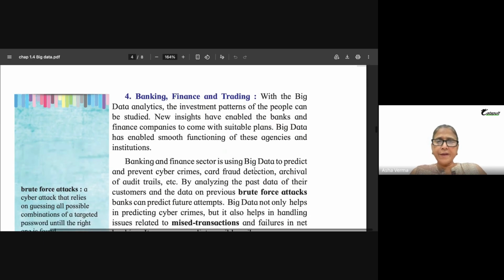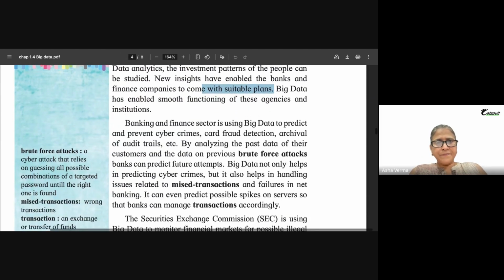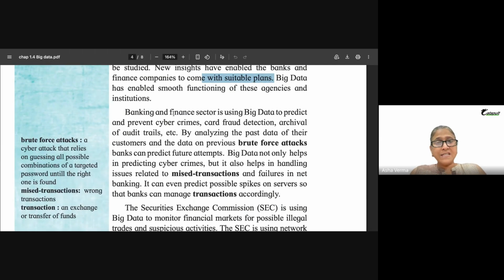Okay. How do banking, finance, and trading use data? Let's see. So banking, finance, and trading note the investment patterns of people, and on that basis they come up with plans, right? And schemes, investment schemes.